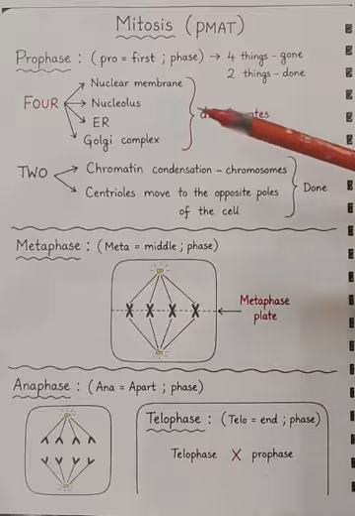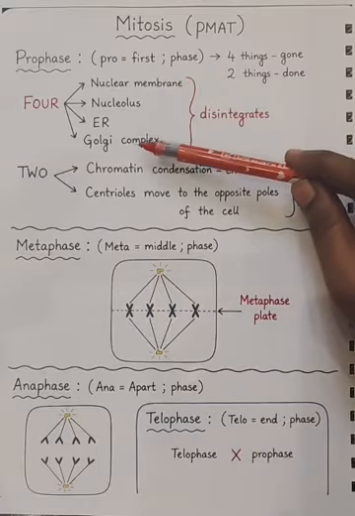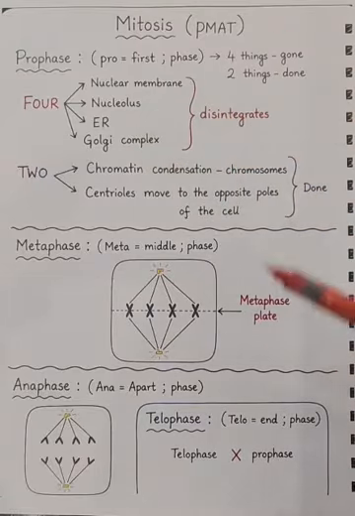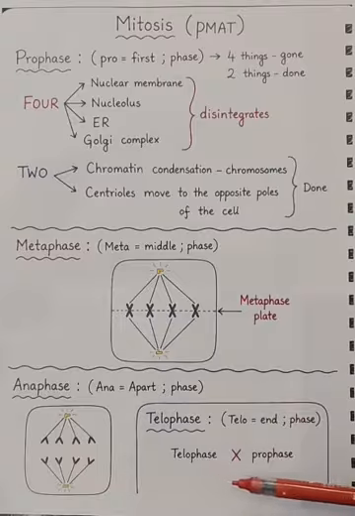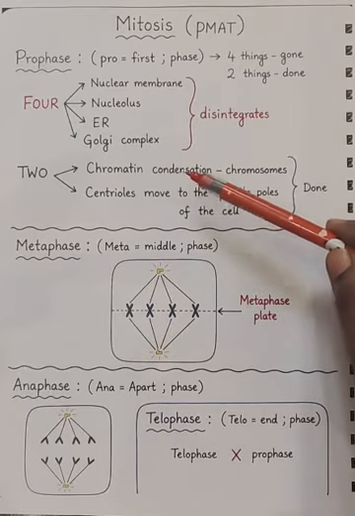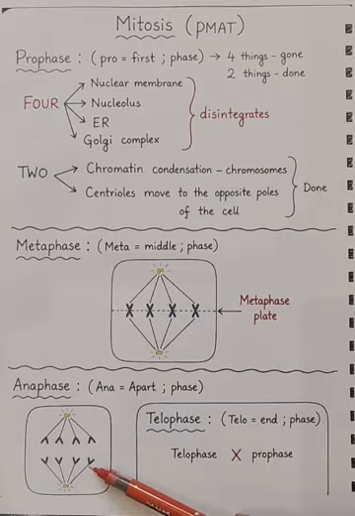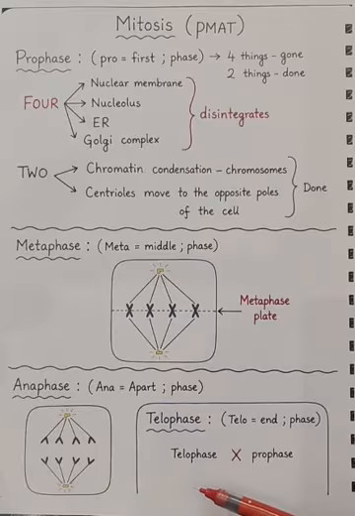For example, the nuclear membrane, nucleolus, Golgi complex, and endoplasmic reticulum disintegrated in the prophase. They will reappear in the telophase. Chromatin condensed to form chromosomes in the prophase. Here the chromosomes decondense and form chromatin.